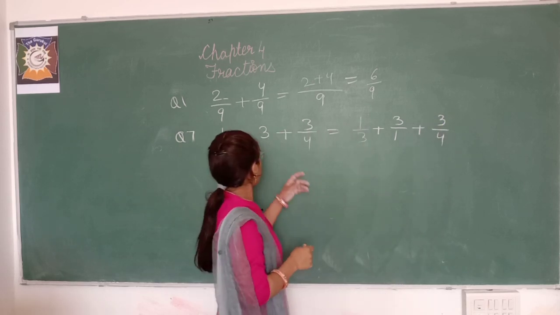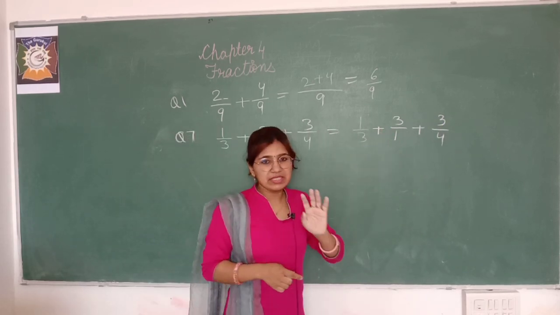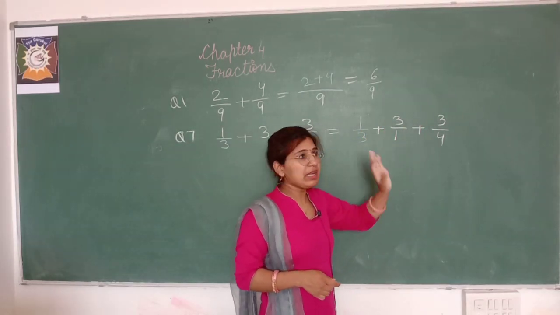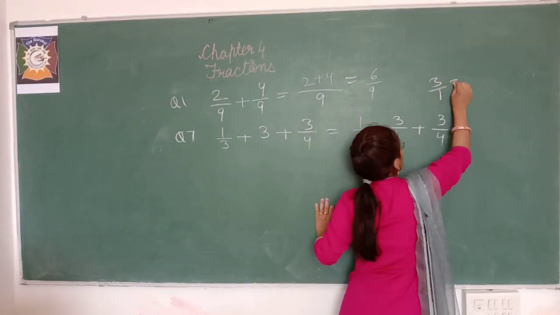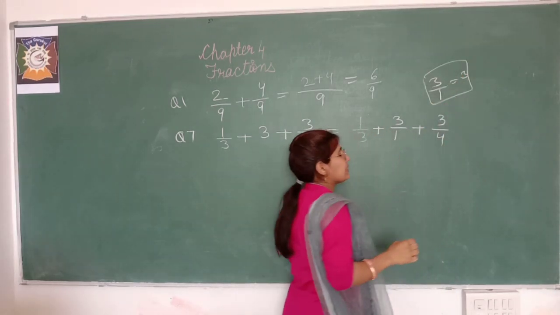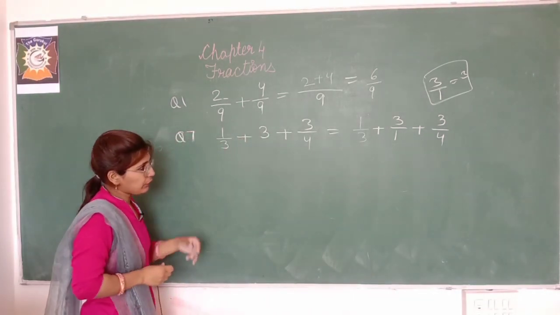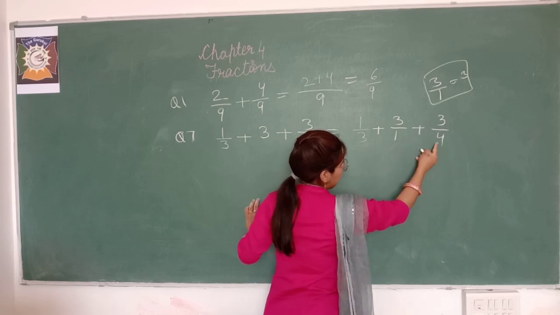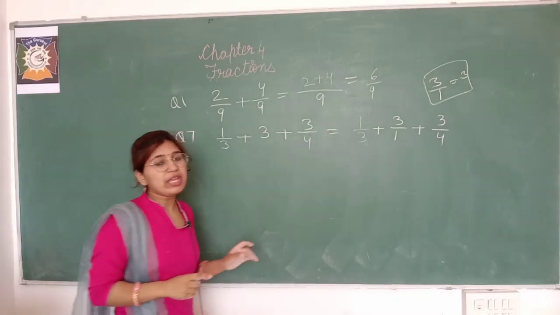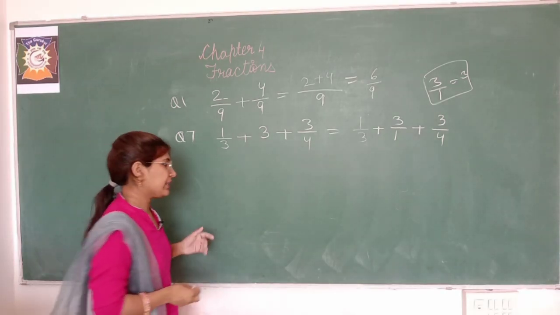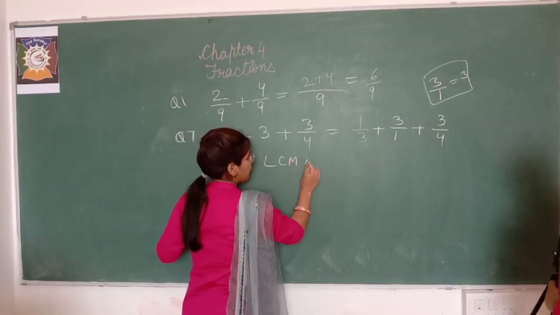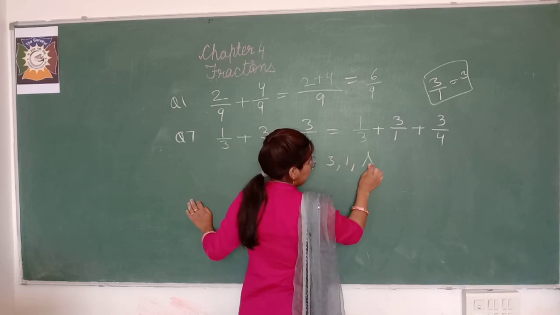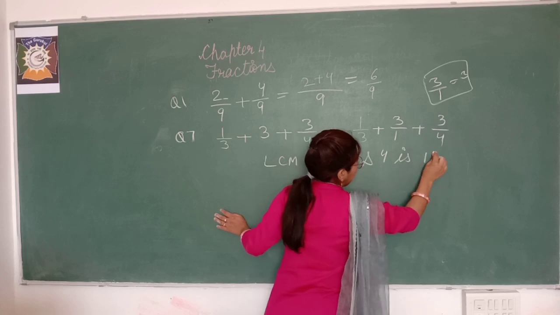Now you will think, ma'am, why are you writing 3 as 3 by 1? Bachche, you can see if you divide 3 by 1 you again get 3. 3 by 1 is equal to 3. So you can write 3 by 1 in place of 3. After doing this, what will we have to do? We have to see these three fractions have different denominators. So we have to calculate the LCM of the denominators. LCM of 3, 1 and 4 is 12.